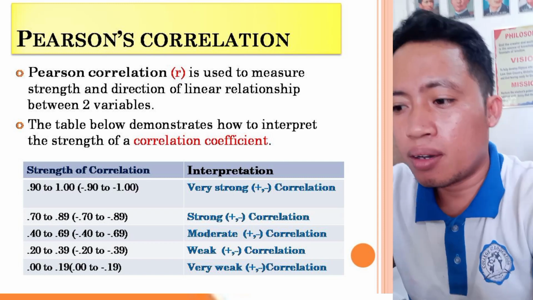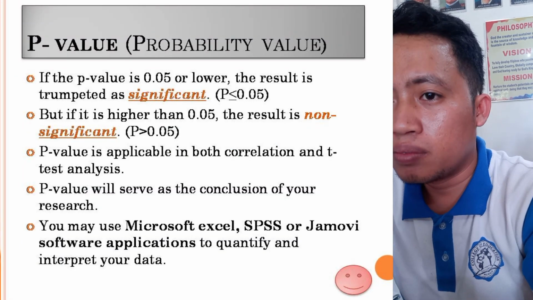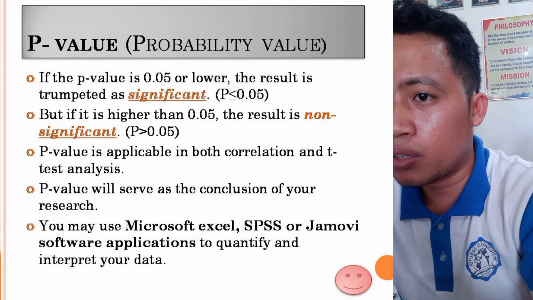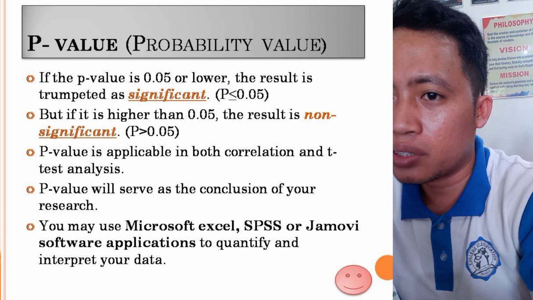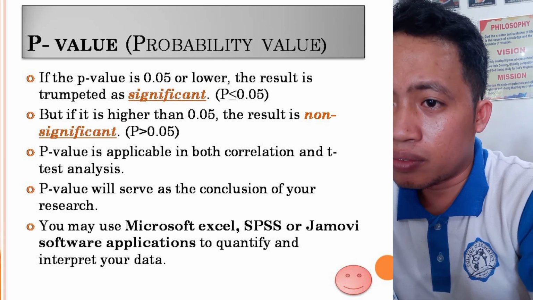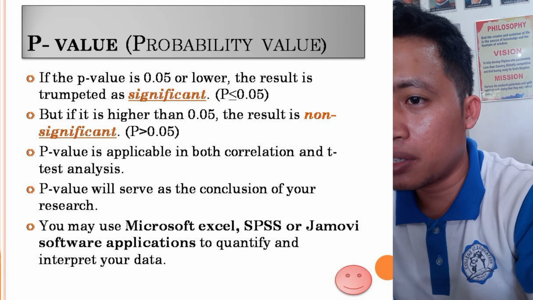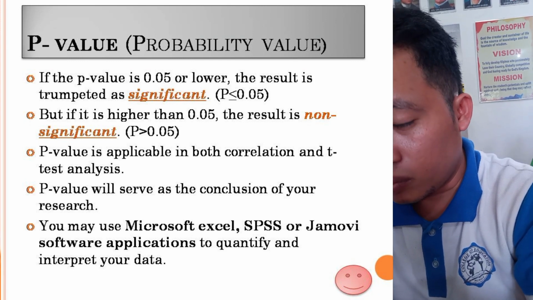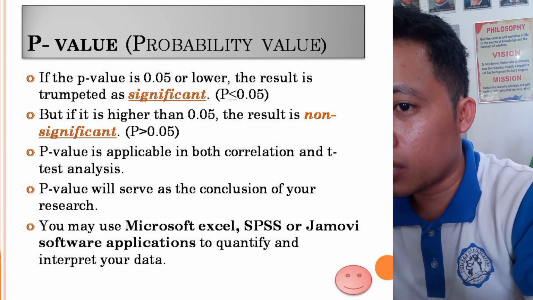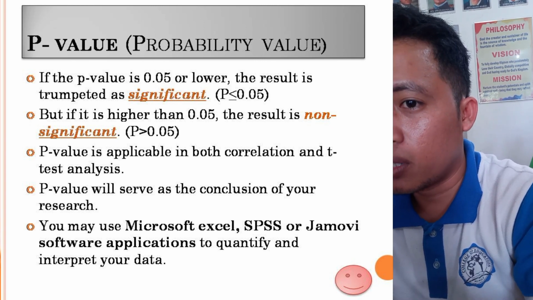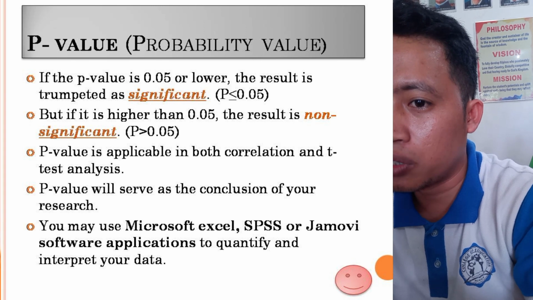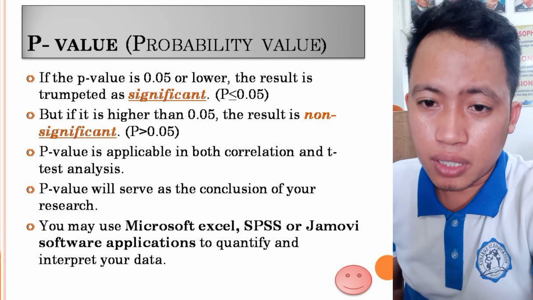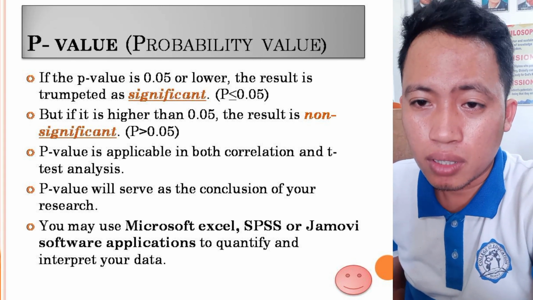Next, we have the p-value. If the p-value is 0.05 or lower, the result is termed as significant. But if it is higher than 0.05, the result is non-significant. Also, p-value is applicable in both correlation and t-test analysis. P-value will serve as the conclusion of research if your study is all about relationship.